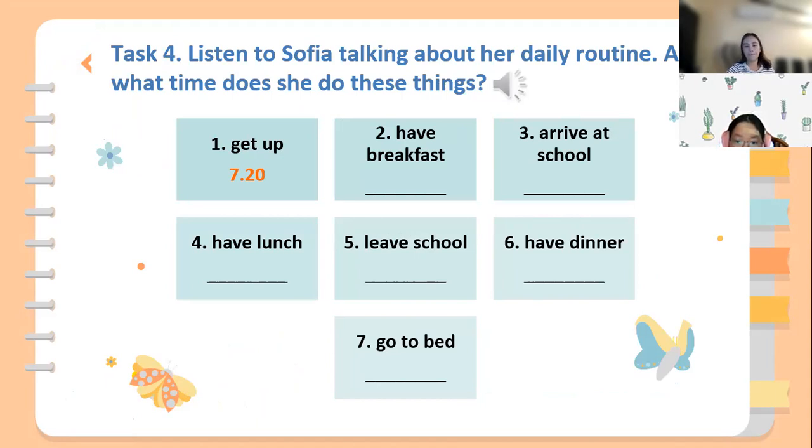During the week, I get up at 20 past 7. I have breakfast at 7:45, and then I go to school. I arrive at school at 20 past 8. It's very close to my house. At school, I have lunch at 12:15. At the end of the school day, I leave school. That's at 2:50. At home, I have dinner with my family. We have dinner at 7:30. I go to bed at 10:00. One more?